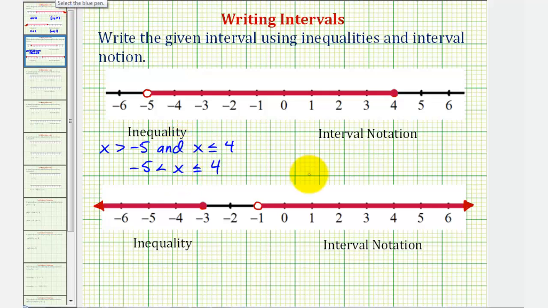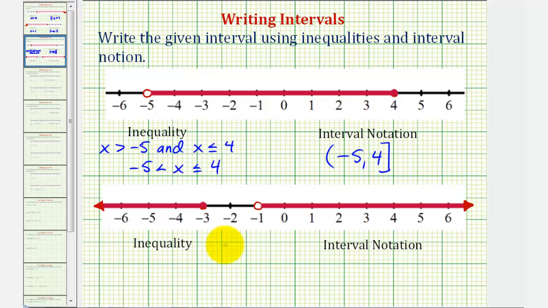And then using interval notation, we have the interval from -5 to 4. It's open on -5 or does not include -5. So we have a rounded parenthesis here, but it does include +4, so we have a square bracket here.